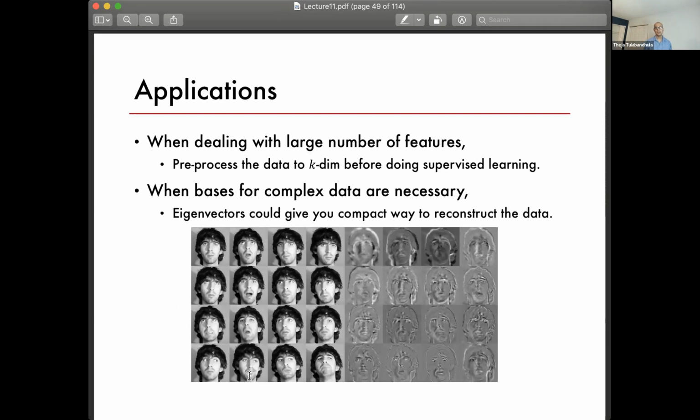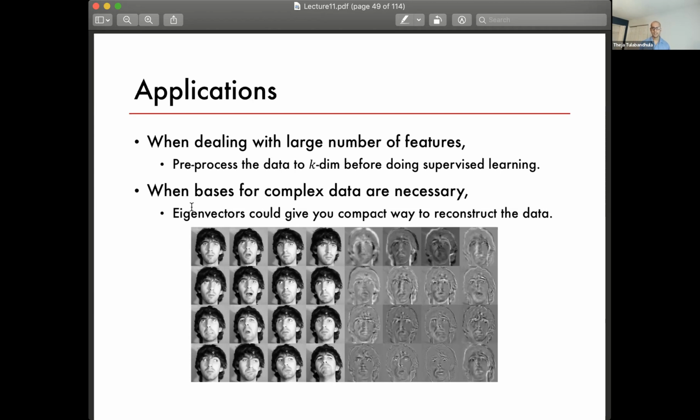So here are some example applications. When we have too many features, as the name suggests, we are reducing dimensions. So you can pre-process your data and reduce the dimensionality of your original data points, and then do any downstream task. A typical downstream task is going to be something like supervised learning, prediction of a target label, or you can also do clustering and so on. Okay, which is part of your assignment.